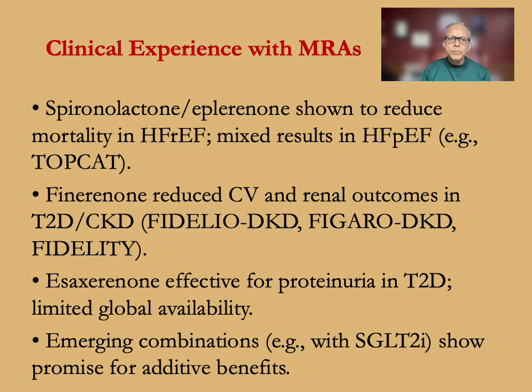Clinical experience: spironolactone and eplerenone have been shown to reduce mortality in HFrEF, with mixed results in HFpEF, for example TOPCAT. Finerenone reduced cardiovascular and renal outcomes in type 2 diabetes and CKD in the FIDELIO-DKD, FIGARO-DKD, and FIDELITY clinical trials. Esaxerenone is effective for proteinuria in type 2 diabetes, with limited global availability. Emerging combinations, for example with SGLT2 inhibitors, show promise for additive benefits.